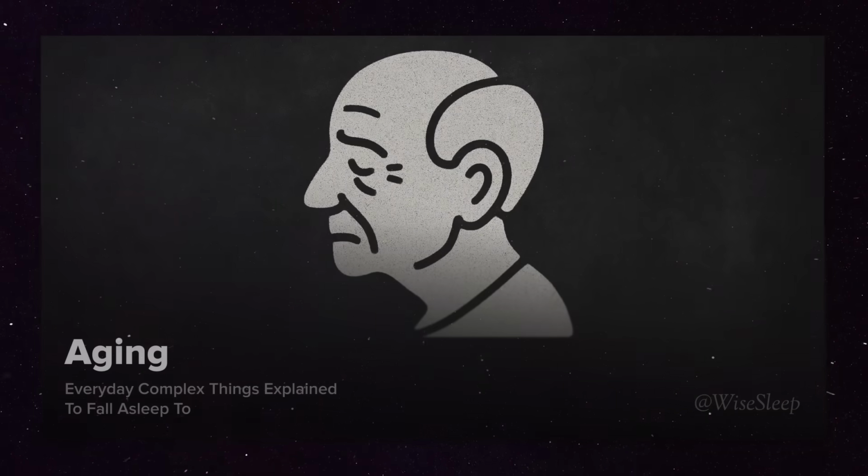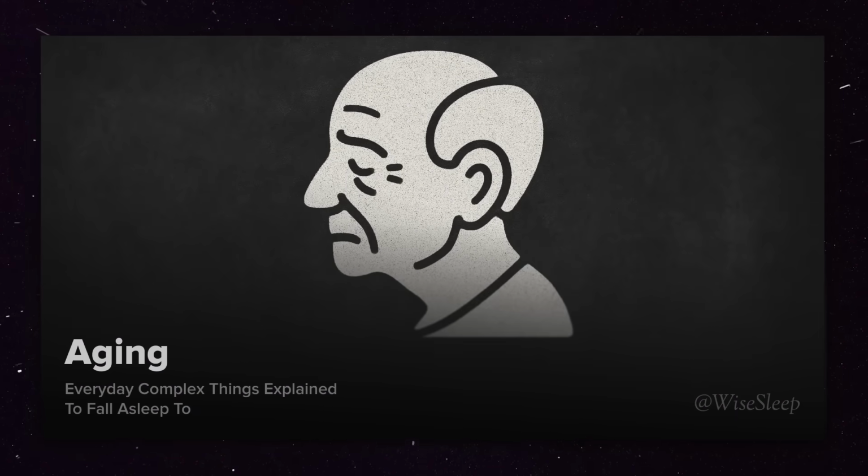Aging. Every day, your body changes, not always in ways you notice, but over time, those changes add up. That's aging. Aging is the gradual process by which your body's cells and systems slow down, wear out, or become less efficient. It starts the moment you're born and continues through every stage of life. From a biological perspective, aging is driven by tiny changes inside your cells.